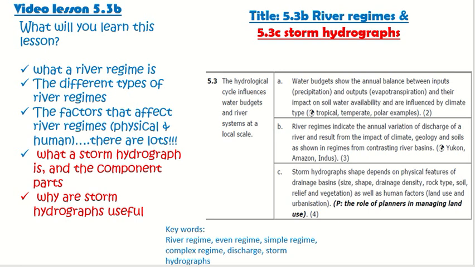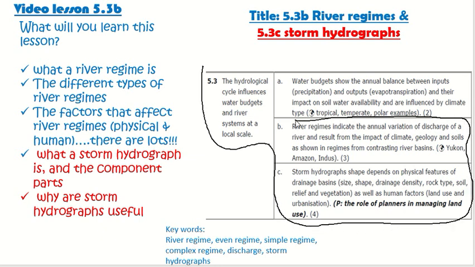Level Geography Ravers, hello. This video is going to look at 5.3 B and C in the spec, which will be the end of Key Area 1 when we finish this, so happy days, folks. Right, what are you going to learn then? Well, the first part, anything in blue, is going to be all about river regimes, and the second bit, 5.3C, is all about storm hydrographs.